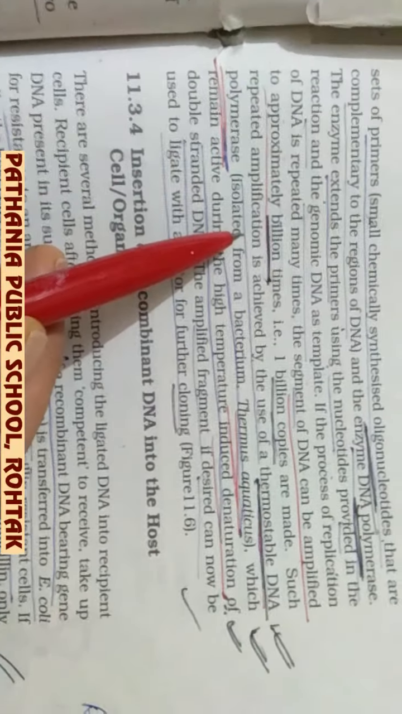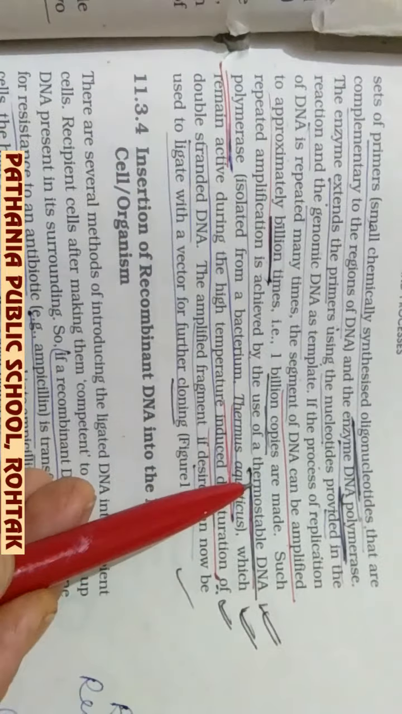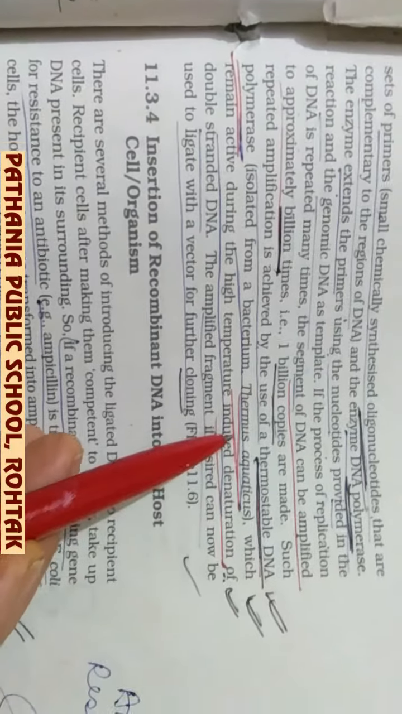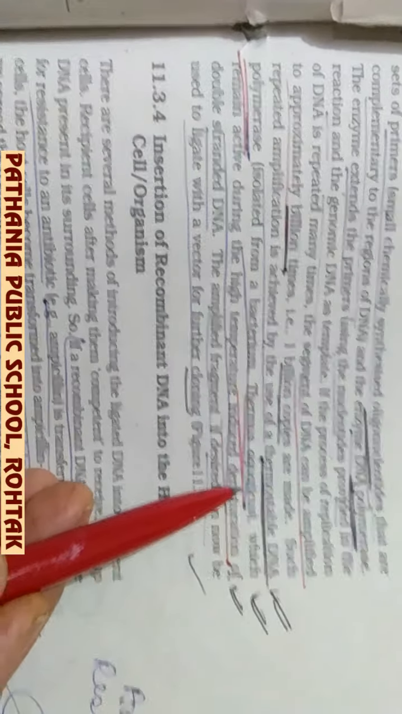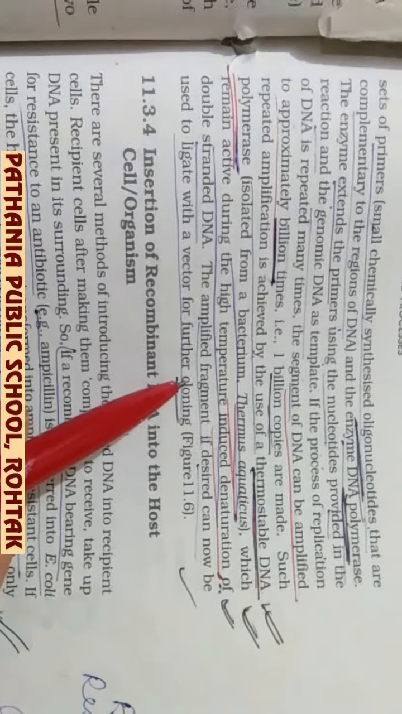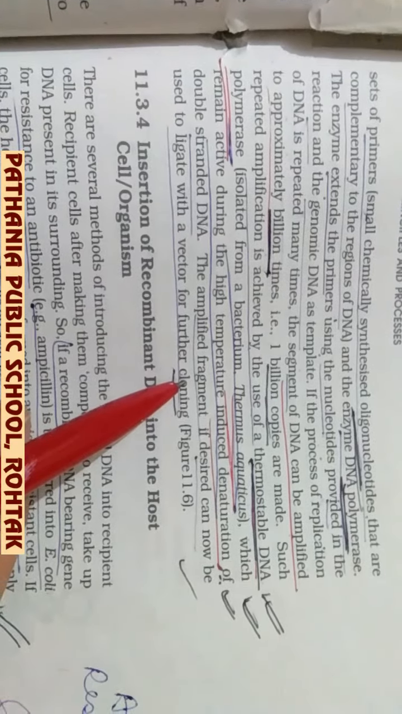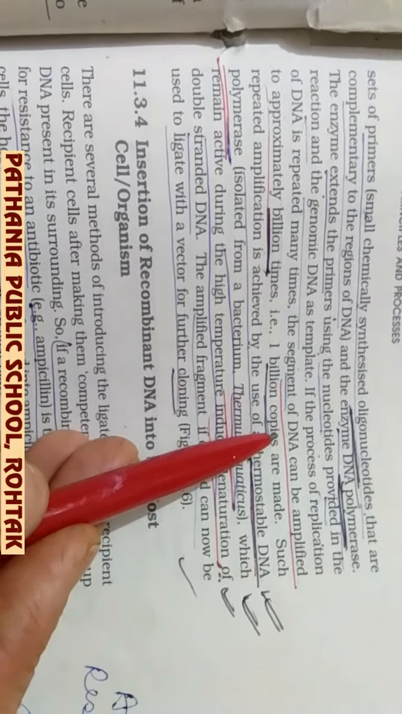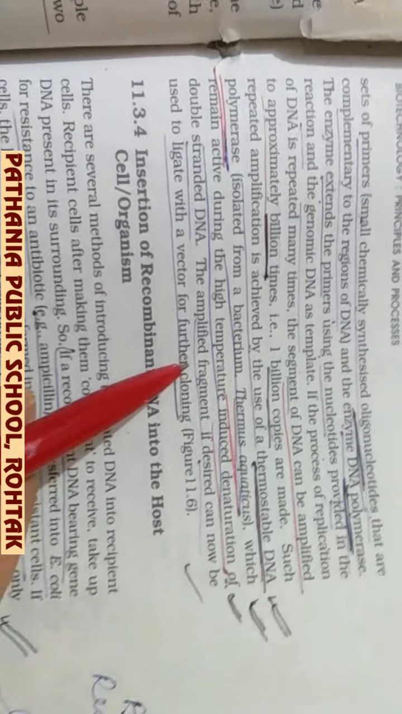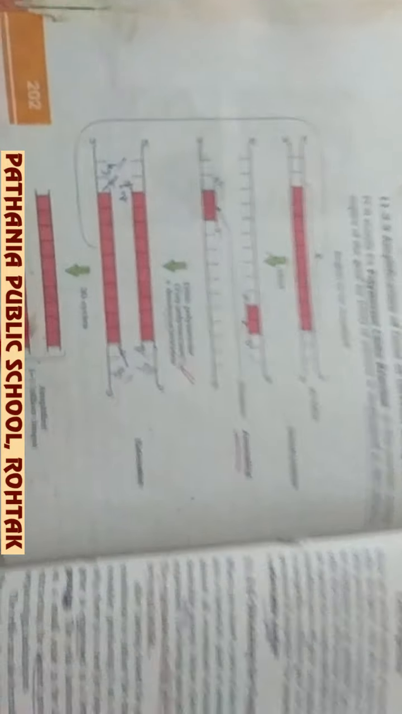Such repeated amplification is achieved by the use of a thermostable DNA polymerase, because it is obtained from a bacterium, Thermus aquaticus, and this enzyme does not get denatured at high temperature also. So it is a very useful enzyme because it can polymerize the DNA in a very short time. Billions-fold multiplication can be done, and it does not get denatured at high temperature. So that way we have made multiple copies of the desired segment.